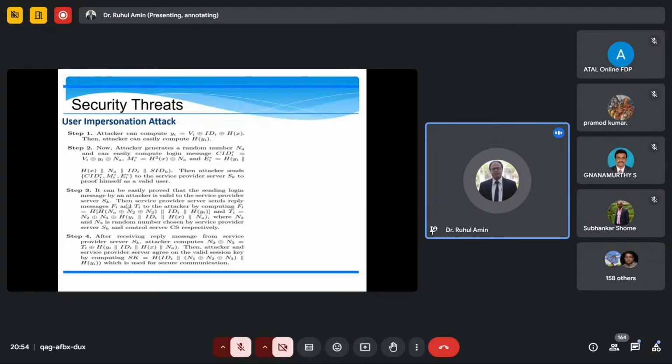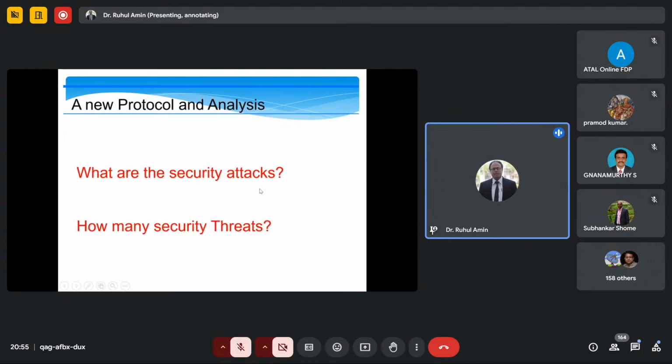So in this way, the attacker can impersonate into the system by generating all these messages. Okay, so this is the user impersonation attack. User impersonation attack is a kind of part of man in the middle attack, right? If there is an impersonation attack in a particular protocol or in a particular system, that man in the middle attack is also possible.